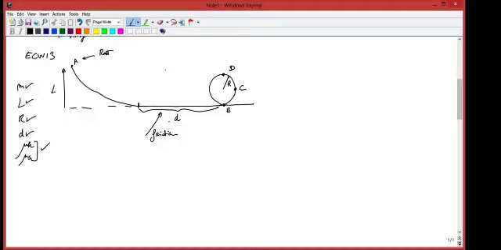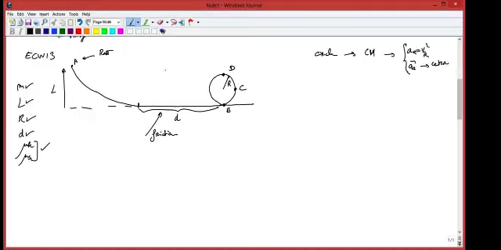Excellent. Circle means circular motion. What do we know about circular motion? Right away, a equals v squared over R. And there is always a component of the acceleration, which is a_R, which is towards the center. Good. Maybe we're going to have to use that.